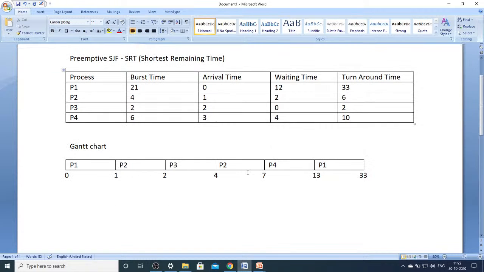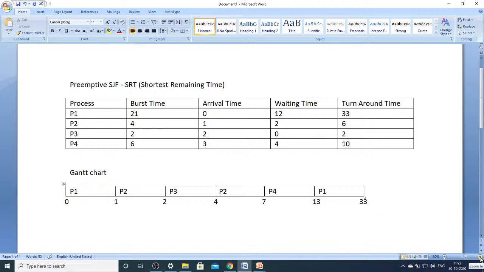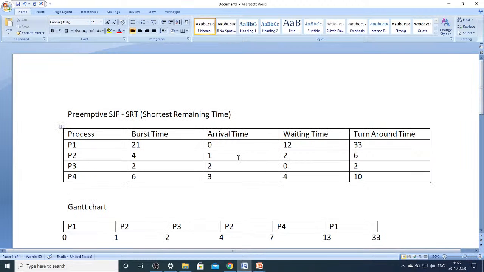So here I have just taken a small example. I hope you can understand from this particular example. Here I have drawn the Gantt chart also. P1, P2, P3, P4 are the 4 processes having burst times 21, 4, 2, 6 respectively, with arrival times as 0, 1, 2, 3 for P1, P2, P3, P4. These things will not be given in the problem. This I have just represented directly here from this Gantt chart.